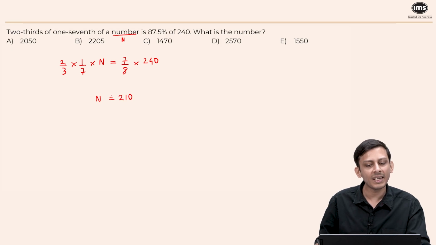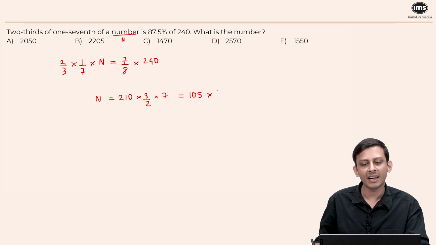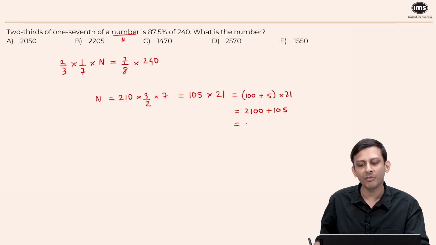Now 2 by 3 on the other side will become 3 by 2. And 1 by 7 on this other side will become 7. So now if we simplify this, 210 divided by 2, that is 105. 3 into 7, that is 21. Now we can make this easy by breaking up 105 in terms of 100 plus 5, because it's very easy to multiply with 100. 21 into 100 is 2100. 21 into 5 is 105. And adding these up, we get 2205, which is there in option B.